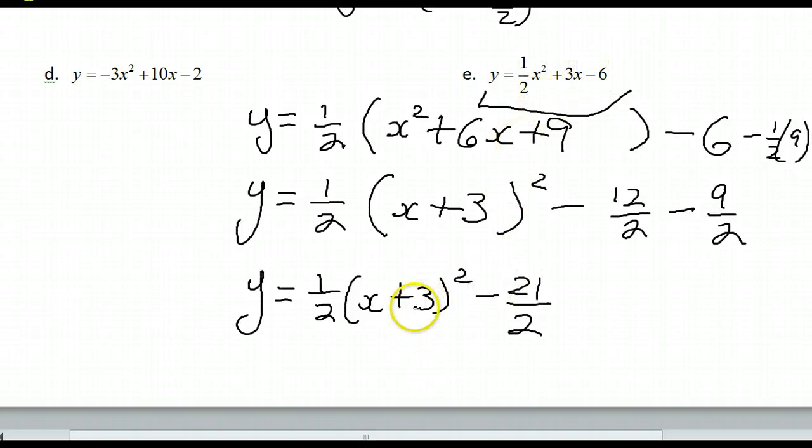What do I know here? I know the vertex is at, I know all the above. I know that it opens up and that it's vertically stretched by a factor of 1/2. The a value is the same in both. But I also know that the vertex is, this moves left 3, the vertex is at negative 3, negative 21 halves, which means this I could sketch very easily, and this not so easily. All I would know is the y-intercept.